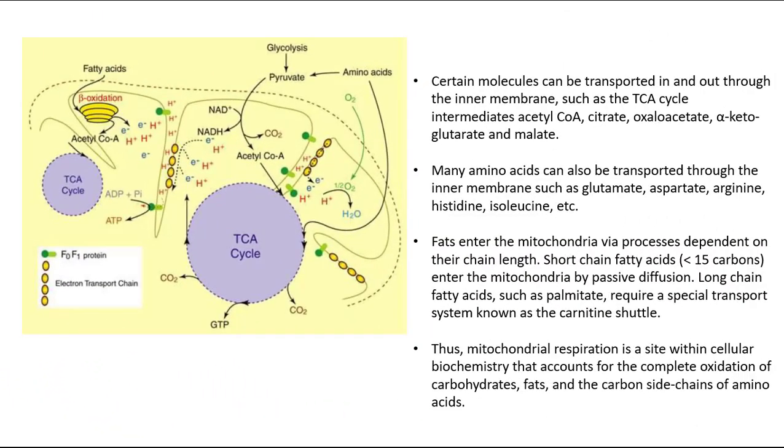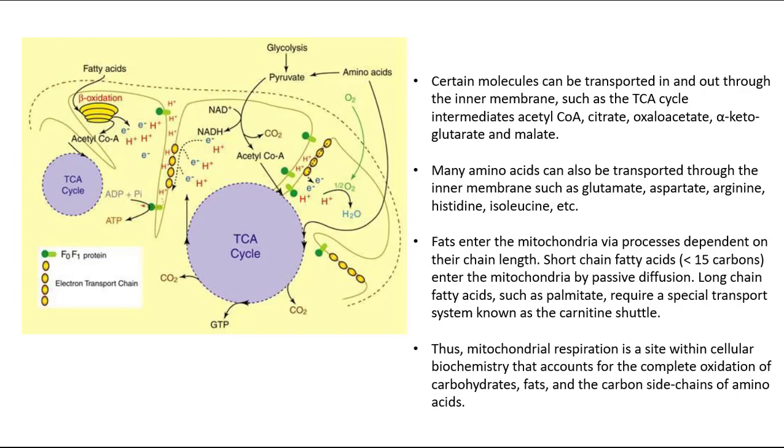Certain molecules can be transported in and out through the inner membrane, such as TCA cycle intermediates, acetyl coenzyme A, citrate, oxaloacetate, alpha-ketoglutarate, and malate. Many amino acids can also be transported through the inner membrane, such as glutamine, aspartate, arginine, histidine, and isoleucine, etc. And fat enters the mitochondria via a process dependent on its chain length.